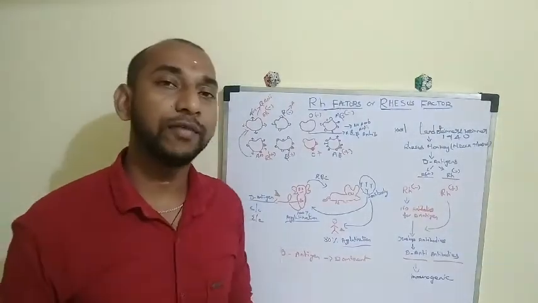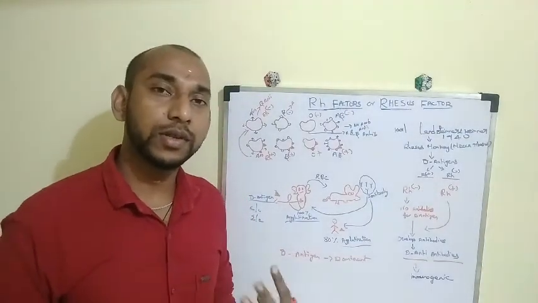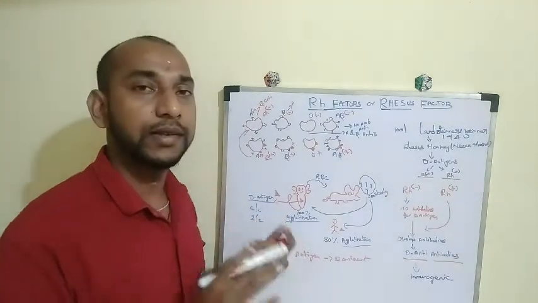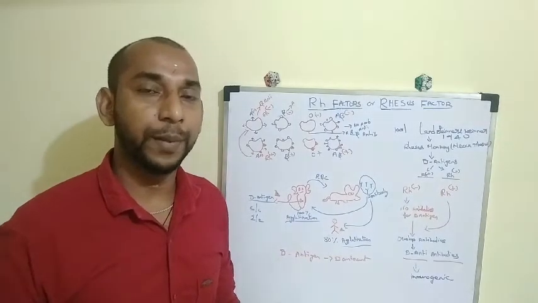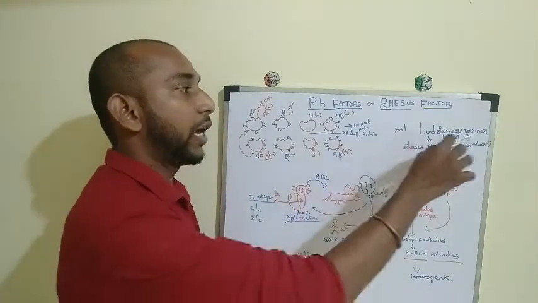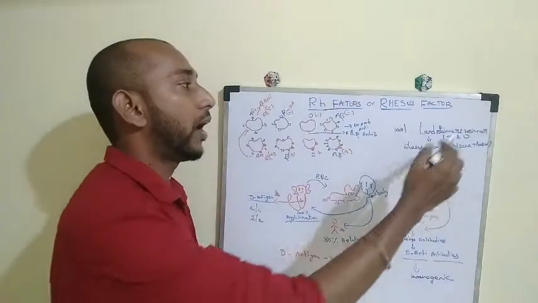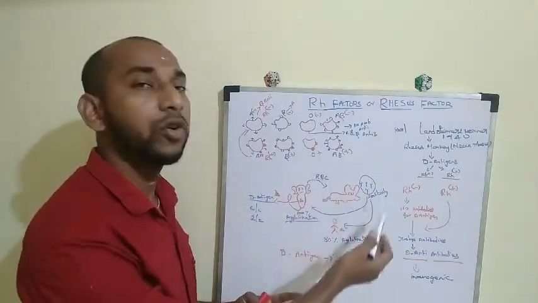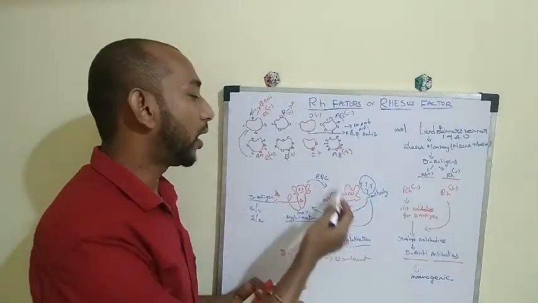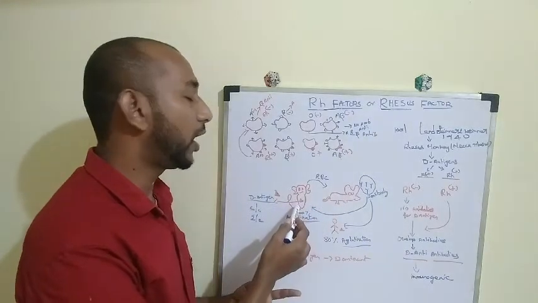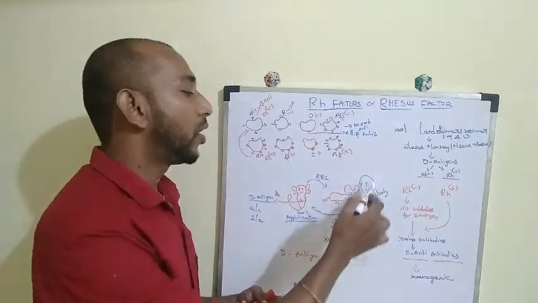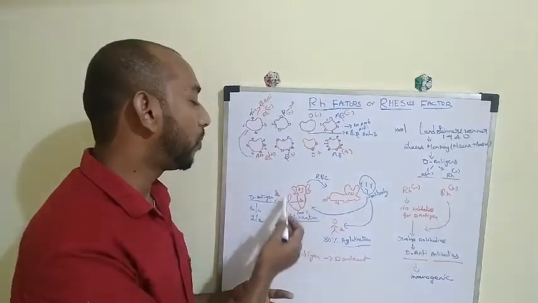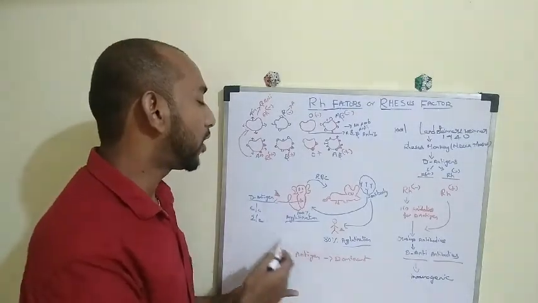We'll see the genetic factor and Race and Fisher's hypothesis, Wiener's hypothesis, in another video. So up to this we'll just recollect what we learned in a brief way. We learned that in 1940 Karl Landsteiner and Wiener did an experiment with a monkey and a rabbit. They transfused the monkey's blood into a rabbit. Since the rabbit's blood doesn't recognize the antigen present in the monkey, it starts producing antibodies. They collected the antiserum and again transfused that antiserum into monkey's blood and found 100% agglutination.